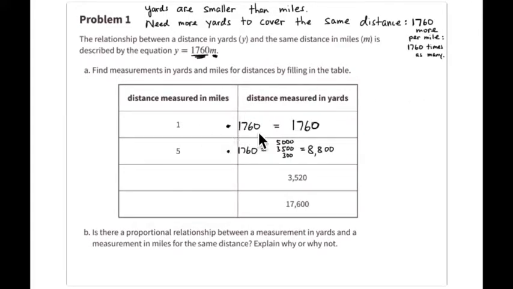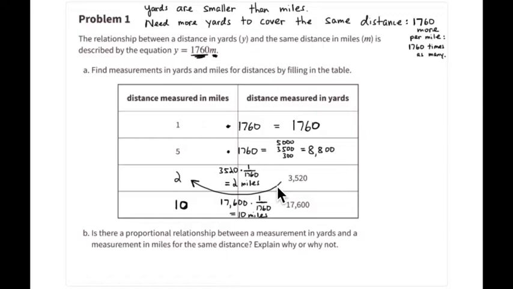So 1 times 1,760 is 1,760. For 5 miles, I broke this up using the distributive property: 5 times 1,000, 5 times 700, 5 times 60. And you add these three together, you get 8,800.